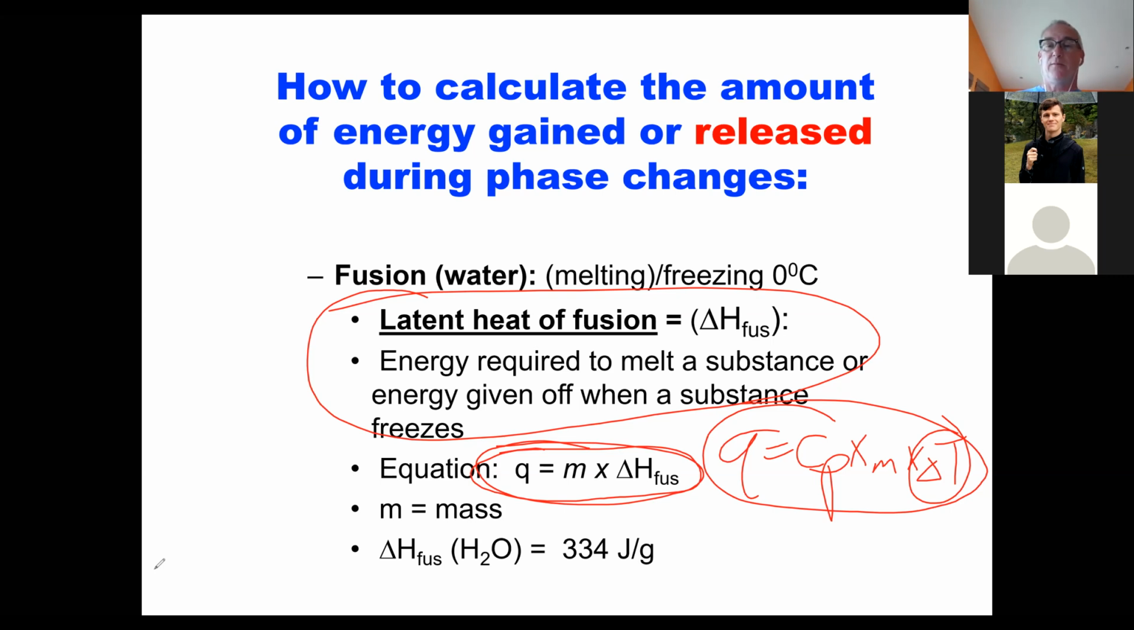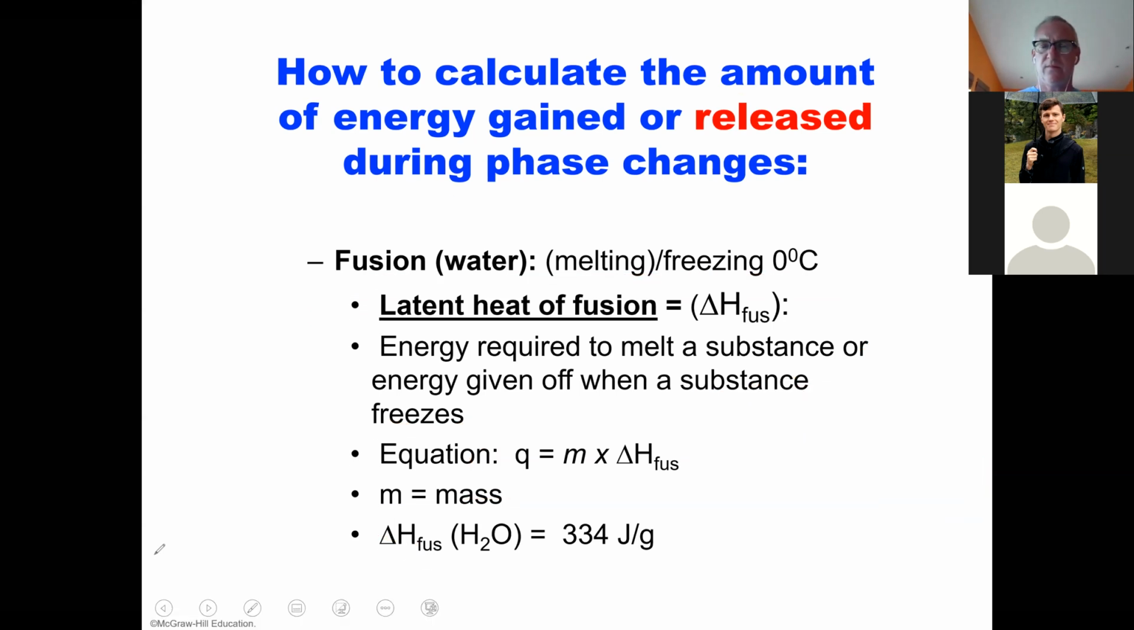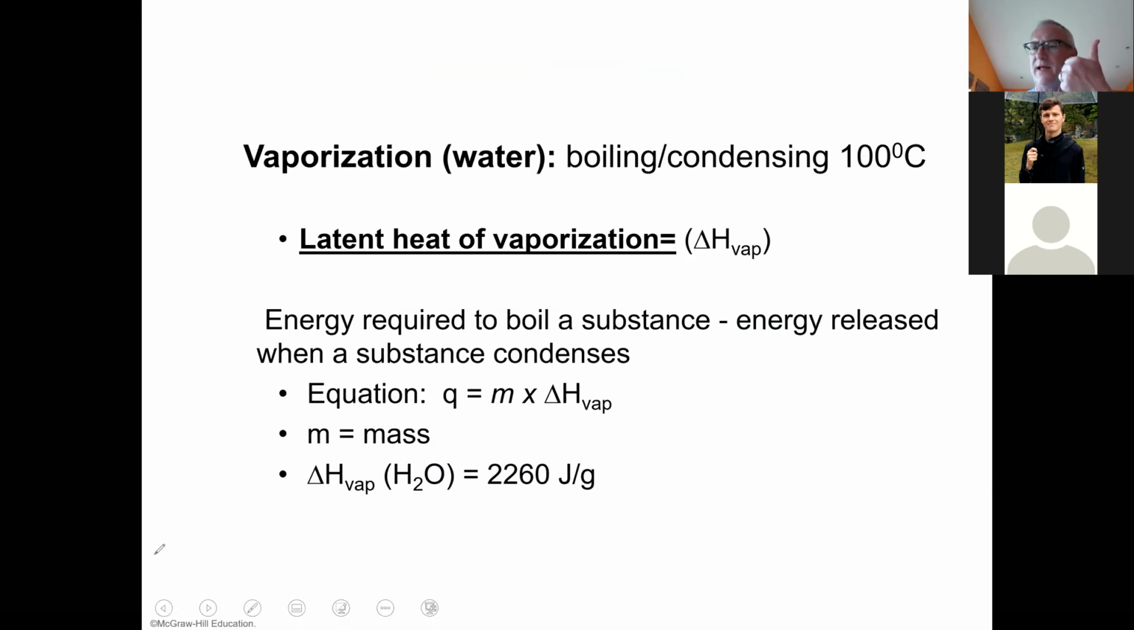When we're dealing just with freezing or melting, we use this number, 334 joules per gram. That's how much energy you need to put in to get it to melt, or that is released when it freezes. And the same is true during the vaporization and condensation phase.